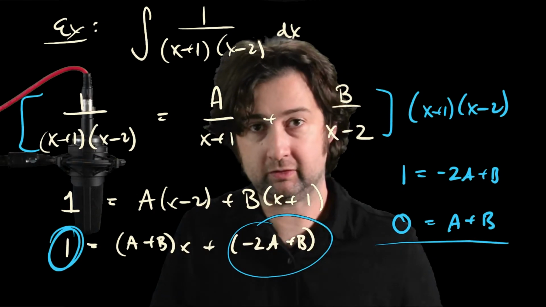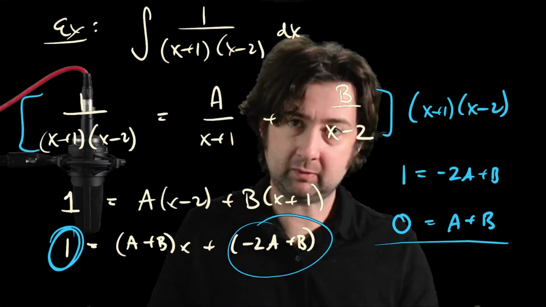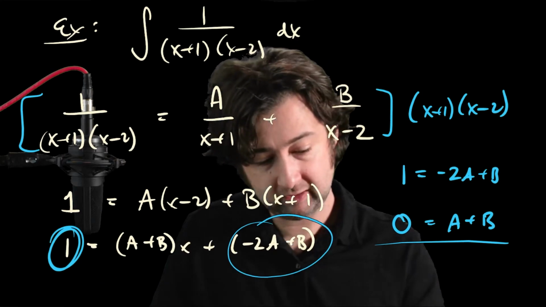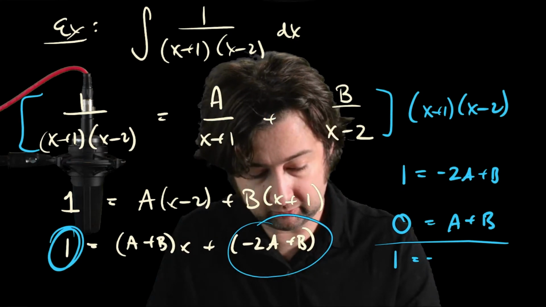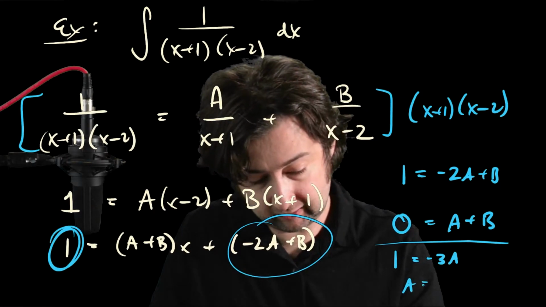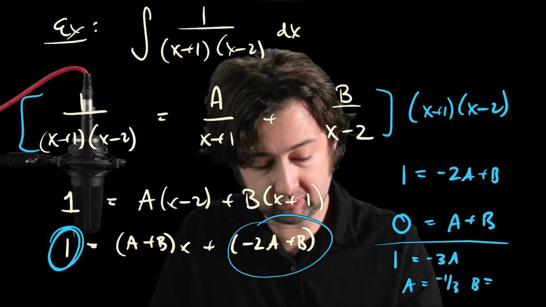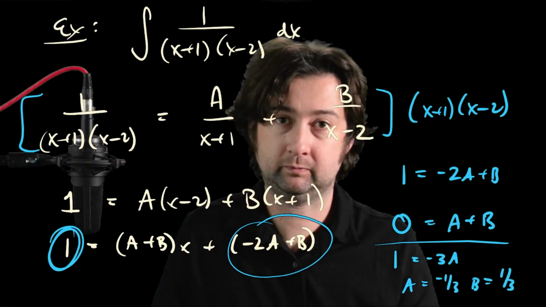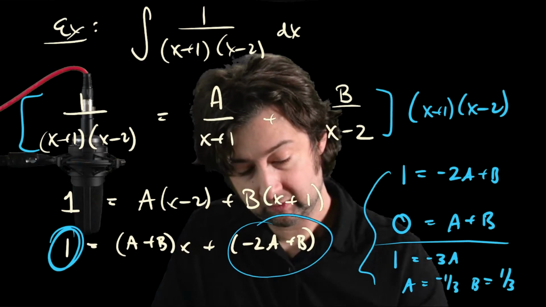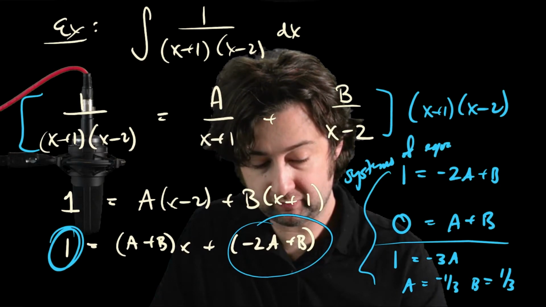using methods that you learned in pre-calculus, for example, elimination. So I could subtract the second equation from the first, and I'd end up with 1 is equal to minus 3a. And that means that a is equal to minus a third. And since a and b add to 0, that means b must be positive 1/3. So to do this, you use ideas from systems of equations.